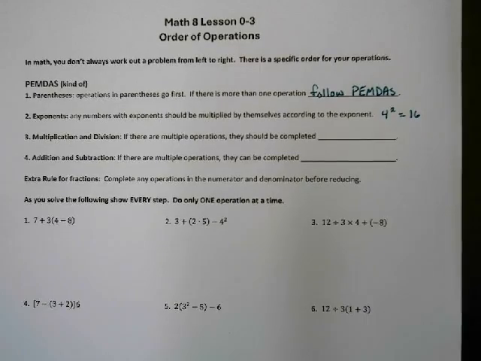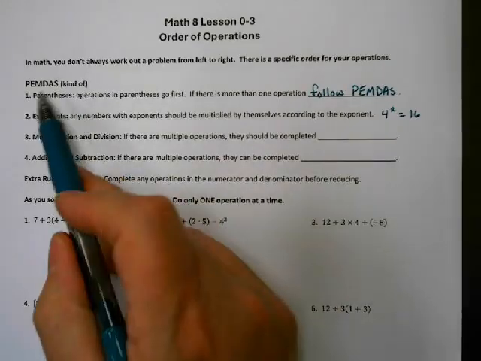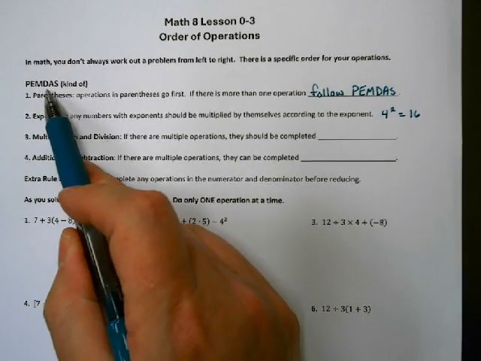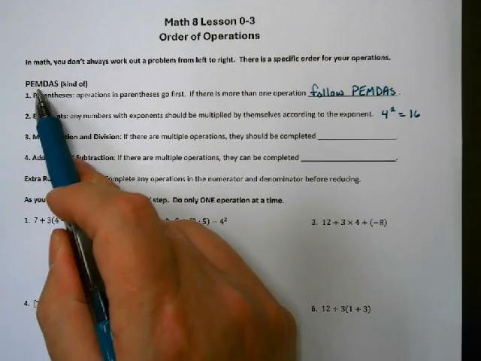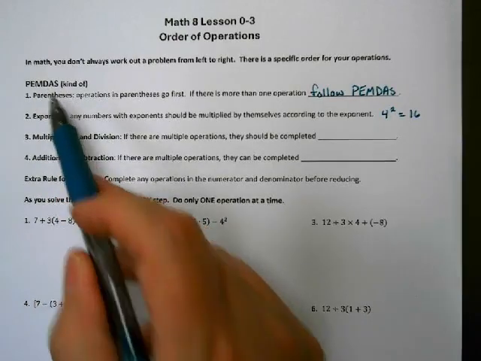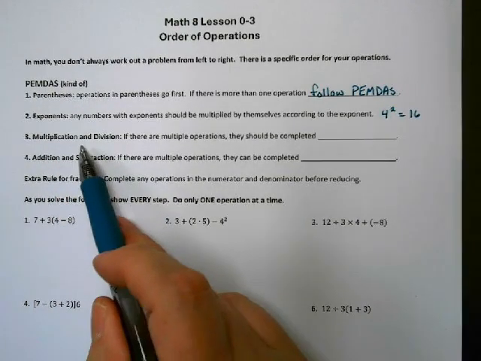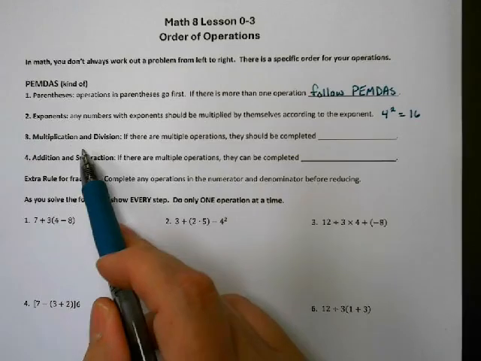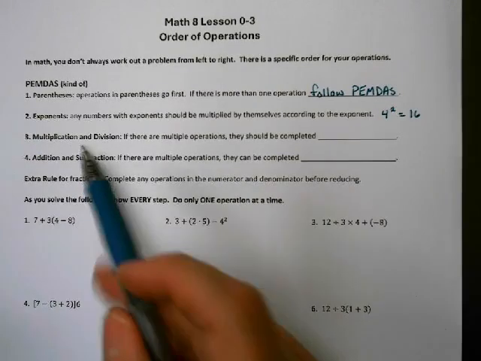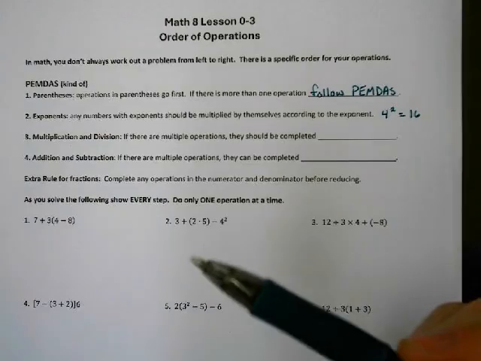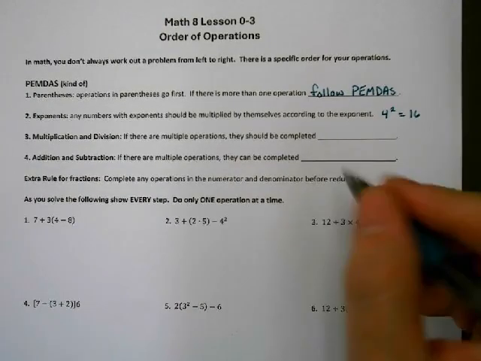So that's that step. Multiplication and division. Now this is the part that I don't like about PEMDAS because the M and the D, it looks like multiplication comes first and then division. That's not actually what happens. Multiplication and division are taken together, and if you have multiples of them, you just complete them left to right.